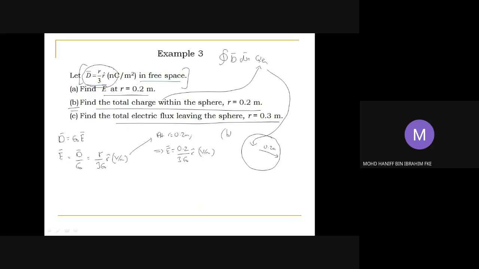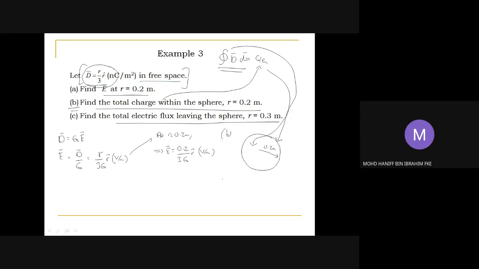So we can find the enclosed charge by evaluating the left hand side, which is the closed surface integration of D dot dS, in which we need to evaluate this integration on the surface of a sphere. So this is the Gauss law indirectly. We can find the charge within the sphere by simply evaluating the D dot dS.